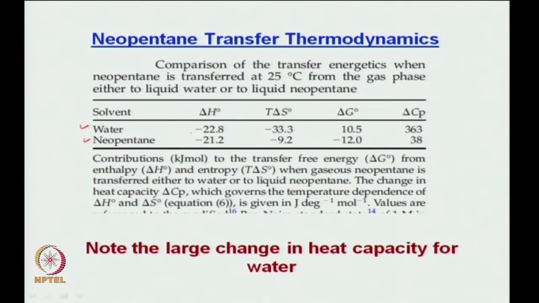So, for the first one, the enthalpy and the entropy are obviously negative, but the most striking feature is in the last column, delta Cp. The delta Cp for neopentane being dissolved in water is so high, 363. Compared to that, how much is the same for neopentane in neopentane? Only 38. So, now you can imagine why the slopes were so steep for neopentane being dissolved in water as compared to neopentane being dissolved in neopentane. It is just because this delta Cp is so high.